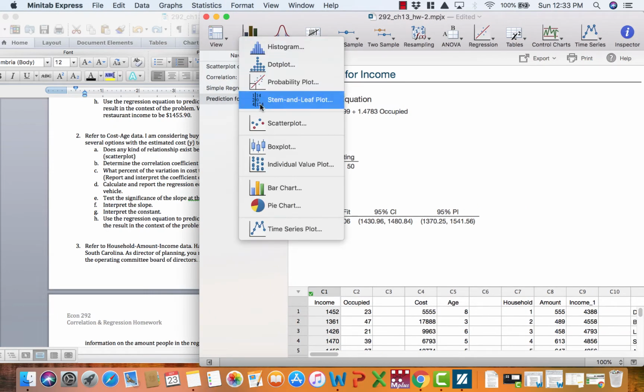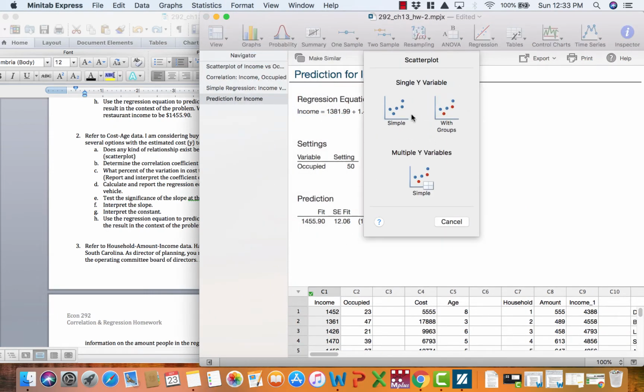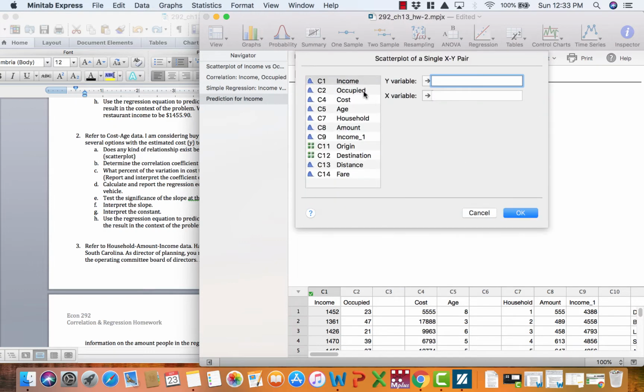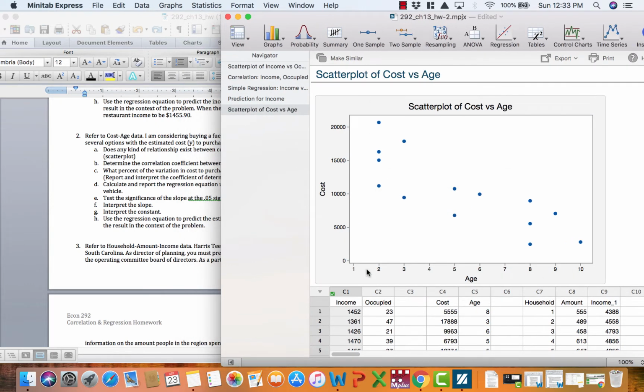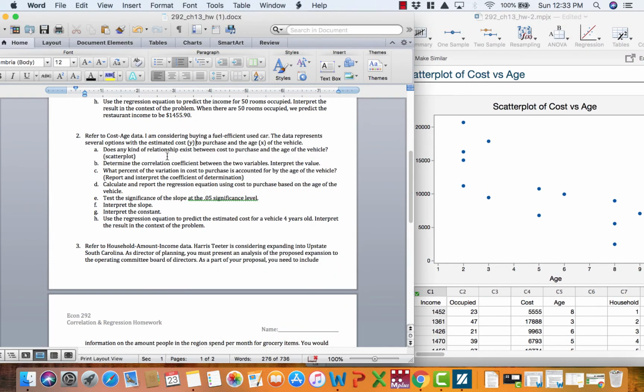So we go into graphs, scatter plot, simple. Our y is cost, our x is age. What do we see here? This should make common sense. What happens to the cost of a car as it gets older? It goes down. We know this. So what we would say here for the scatter plot is negative linear.